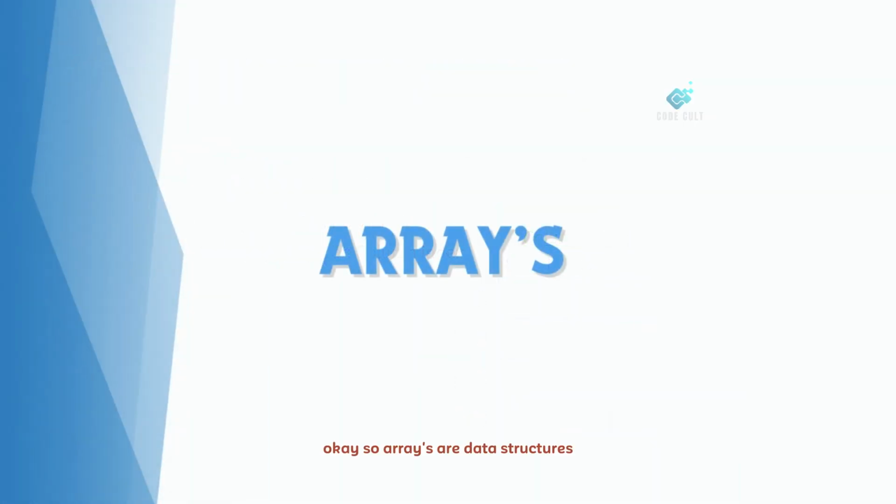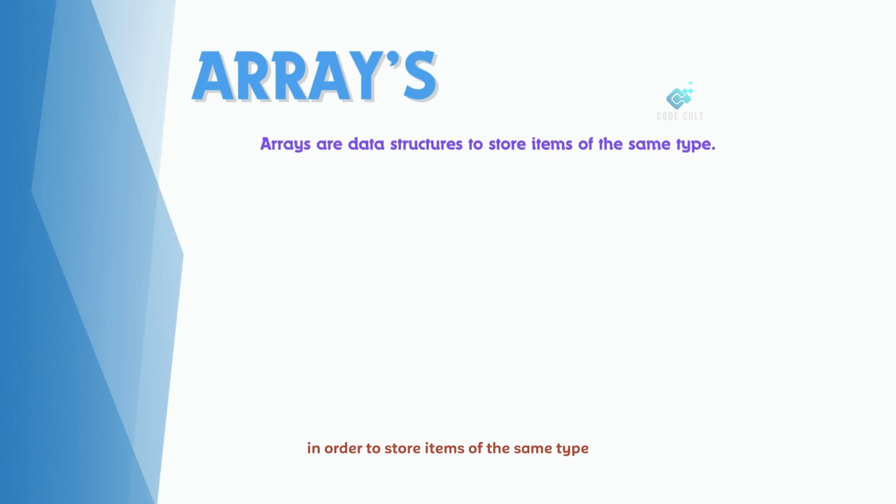Okay. So arrays are data structures in order to store items of the same type. It's very important that usually we are able to store items of the same type. For example, in Java it is true. For Python, we are able to store items with different types, but for most programming languages, arrays can store items with the same type.